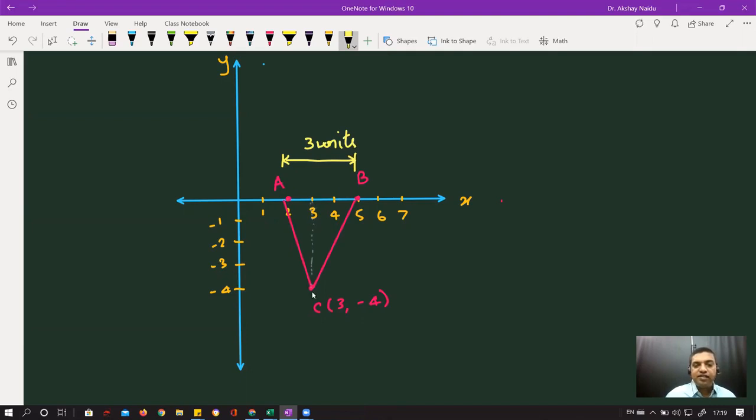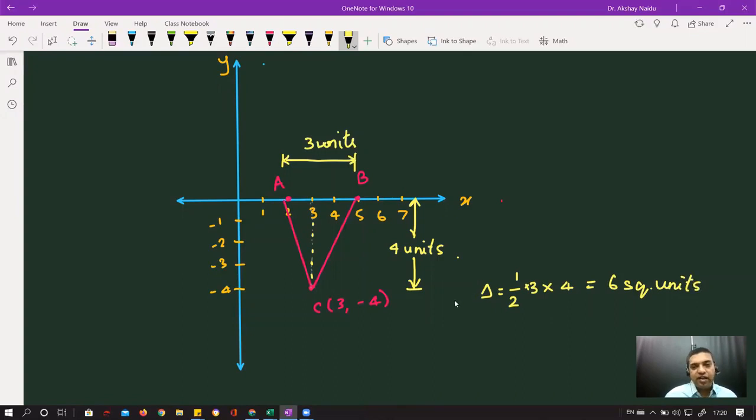And this is your height. This is perpendicular, isn't it? So this is height. What is the height? 4 units. Isn't it? This height is 4 units. So directly half base into height. It will give me 6 square units.